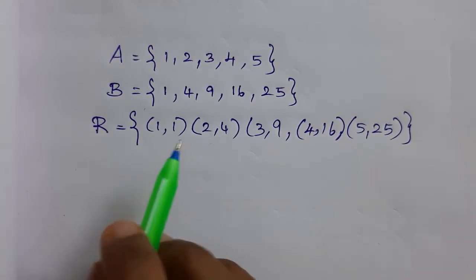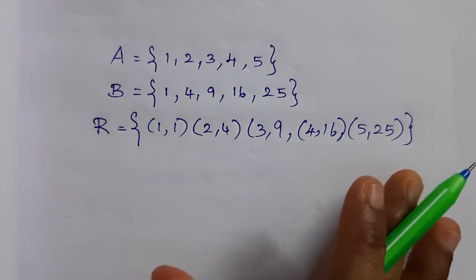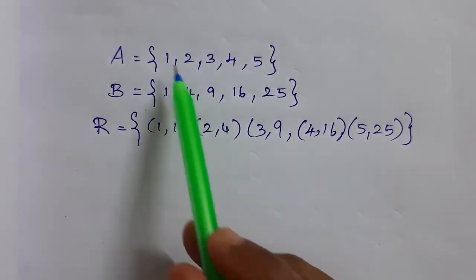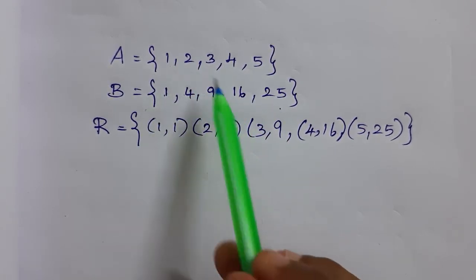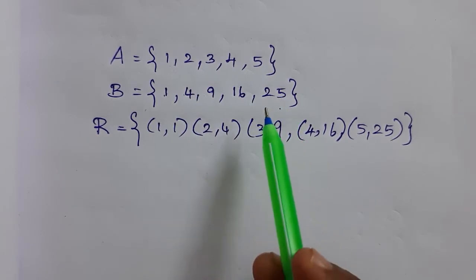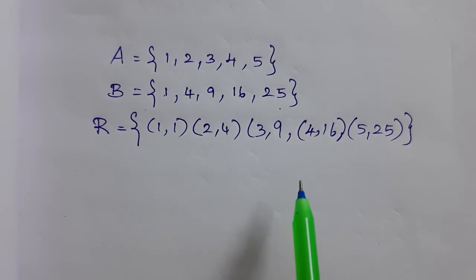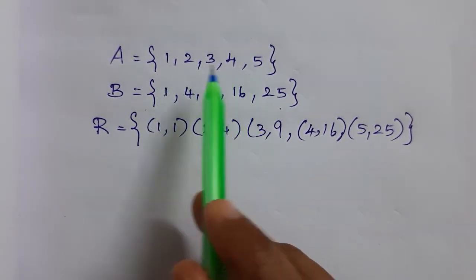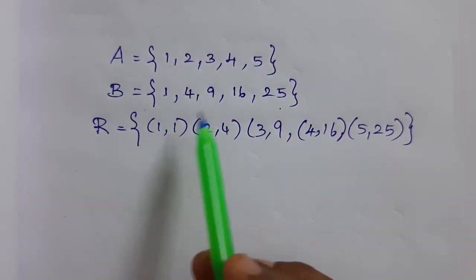Here, when you find A cross B, you will be listing out all the possible ordered pairs. That is (1, 1), (1, 4), (1, 9), (1, 16), (1, 25), then (2, 1), (2, 4), (2, 9), (2, 16), (2, 25) and so on. But here the relation is a subset of A cross B, where I have picked the elements of A and the square numbers of A. I have picked only those pairs.